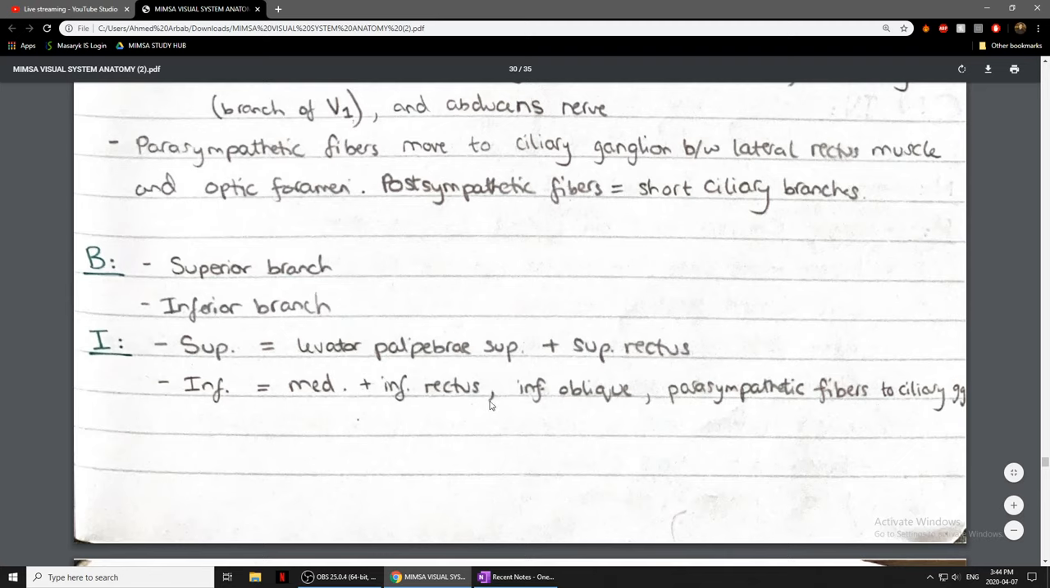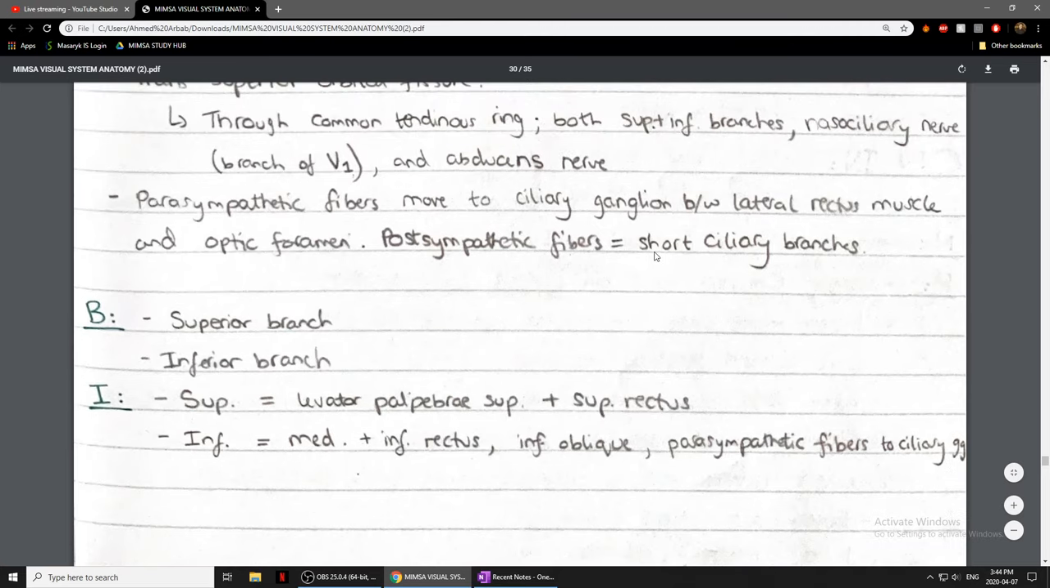So the somatomotoric fibers go on to innervate the medial and inferior recti and the inferior oblique, while the visceromotoric fibers branch out and go into the ciliary ganglion and exit the ciliary ganglion as the short ciliary fibers to do their parasympathetic function. And we know that their parasympathetic function is the innervation of the sphincter pupillae muscle of the iris.